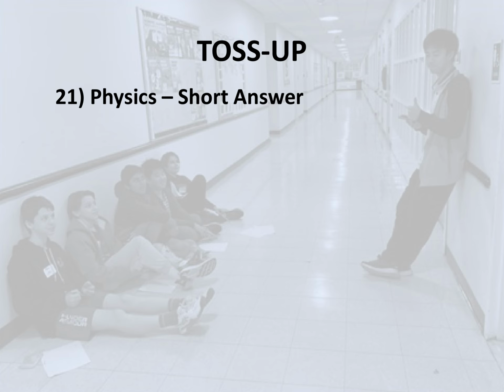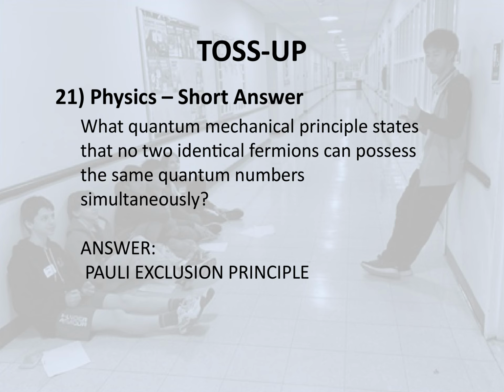Toss-up, 21. Physics, short answer. What quantum mechanical principle states that no 2 identical fermions can possess the same quantum numbers simultaneously? Answer. Pauli exclusion principle.